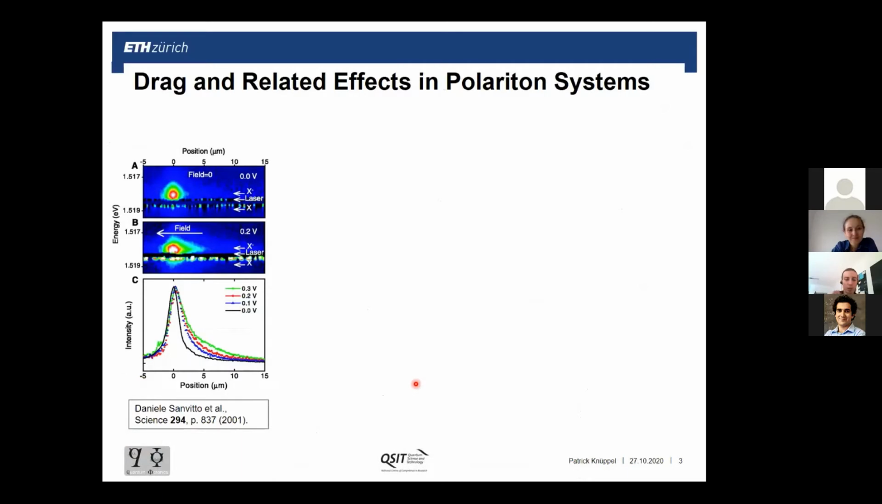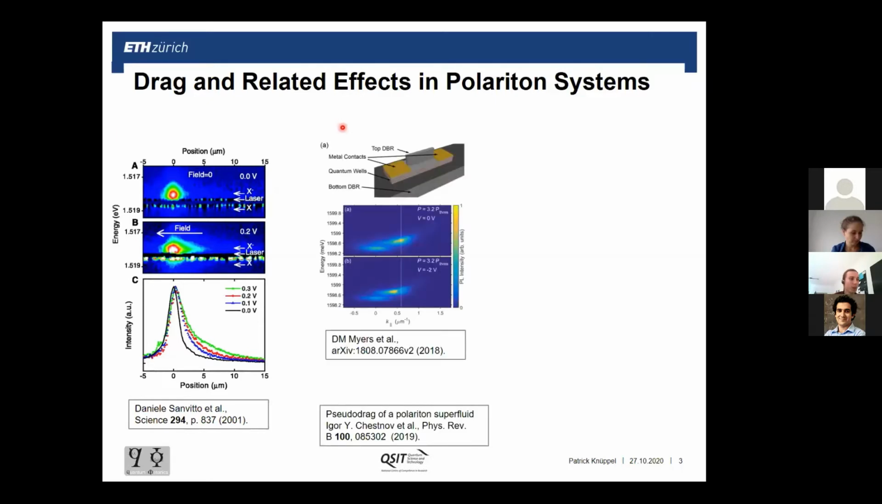So now to external electric and magnetic fields, I should mention the story starts kind of with an experiment by Daniele Sanvito and co-workers, where they showed that they can move bare trions with external electric fields. And also recently there was an experiment by the David Snow group on a type of drag on superfluid polaritons, but there was also a recent clarification about the theory behind this work.